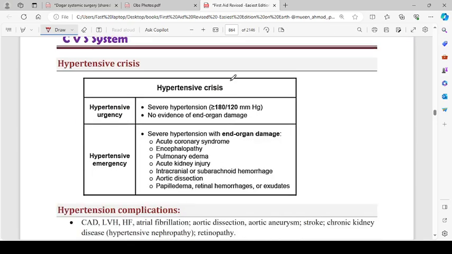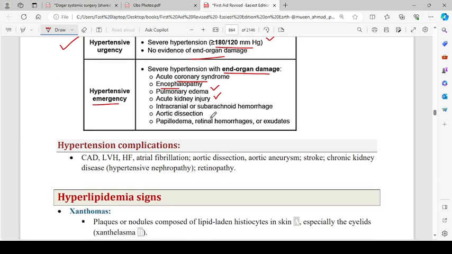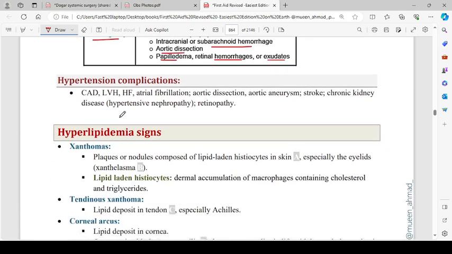So then we have hypertensive crisis. Now there's a difference between hypertensive urgency and emergency. Hypertensive urgency is severe hypertension more than 180 by 120 millimeters of mercury with no evidence of end organ damage. Hypertensive emergency is severe hypertension with end organ damage: acute coronary syndrome, encephalopathy, pulmonary edema, acute kidney injury, intracranial or subarachnoid hemorrhage, aortic dissection, papilledema, retinal hemorrhages or exudates.